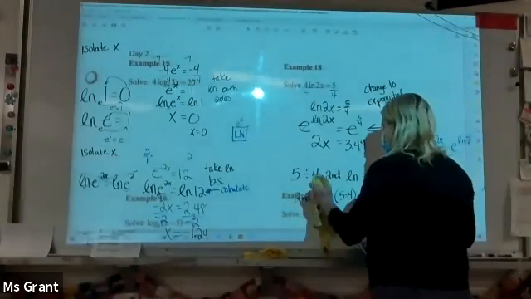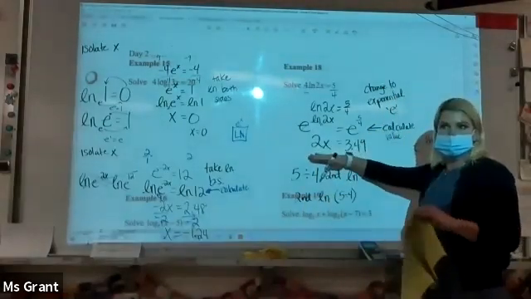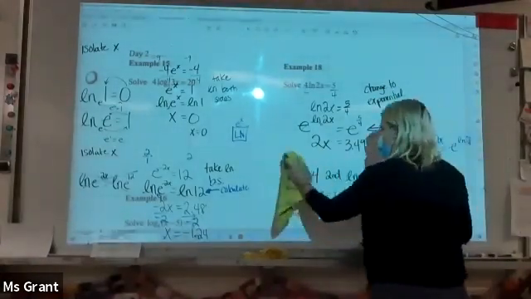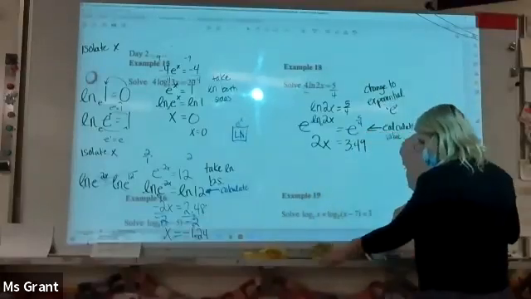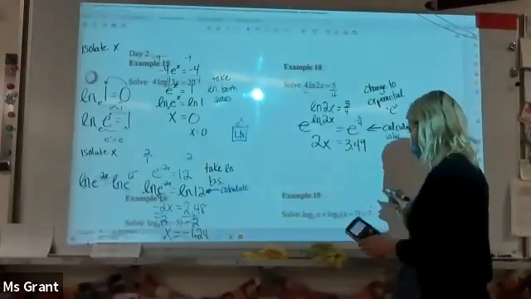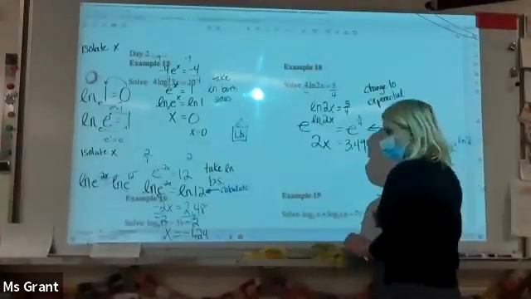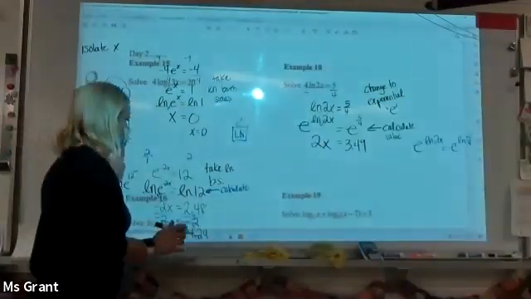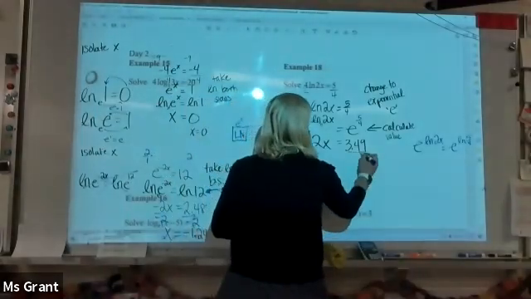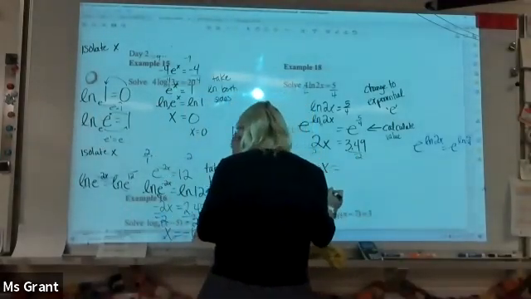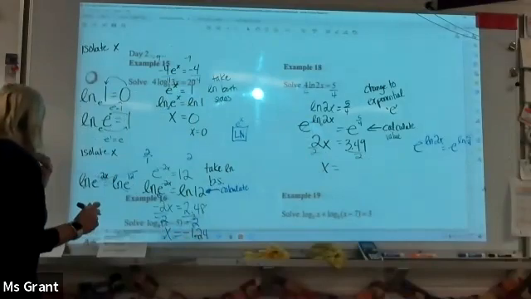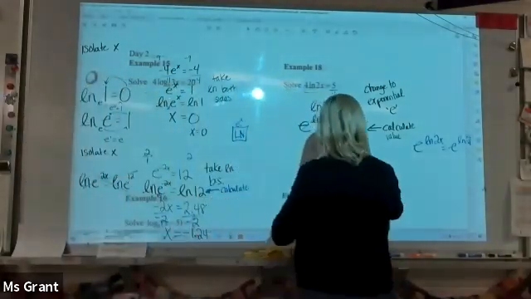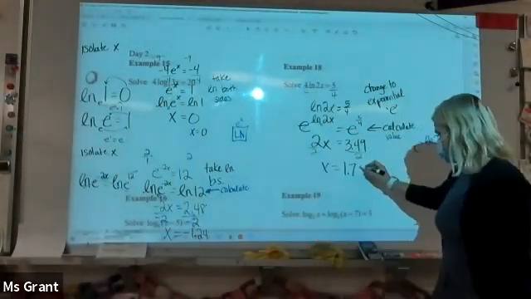Okay. Now, there's no e, there's no natural log. I just divide by 2, both sides. So, divide by 2. What is it? 1.7 approximately.